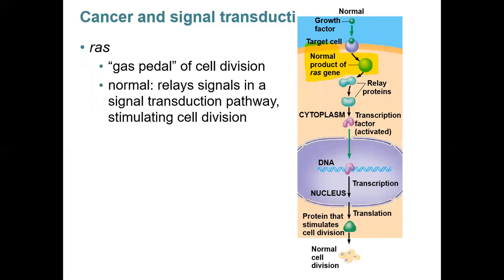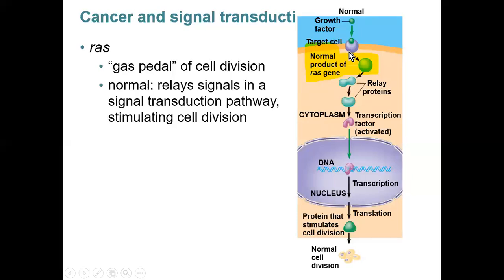And here is how. The RAS gene makes the RAS protein, and that encourages cell division. Think of it like the gas pedal of cell division again. RAS is a key part of a signal transduction pathway. So in a normal cell, a growth factor released from another cell will bind with the target on this cell's surface. That's a protein target.